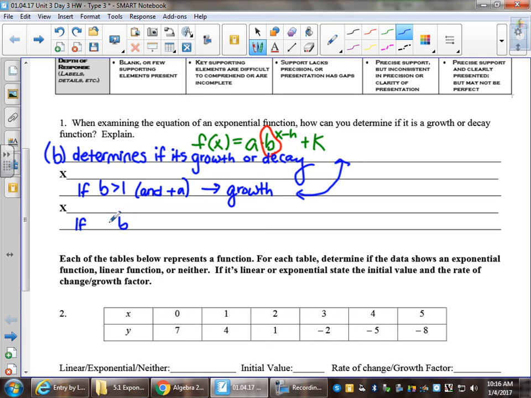If b is between 0 and 1, and we have a positive a value, which all of ours will, it's decay. Meaning that left to right, it's decreasing, it's moving towards the asymptote. So left to right, increasing. Here, left to right, decreasing.